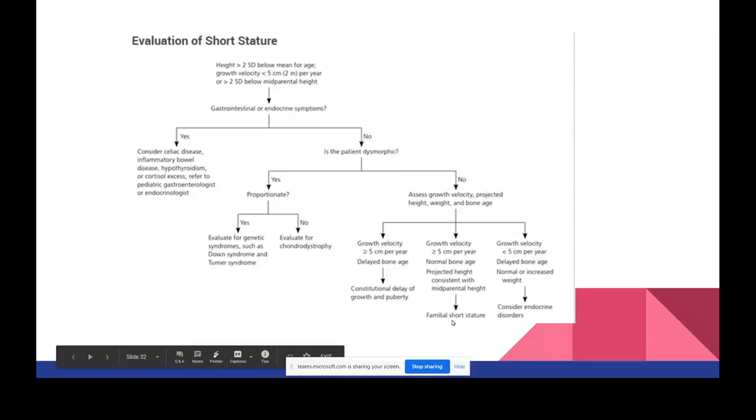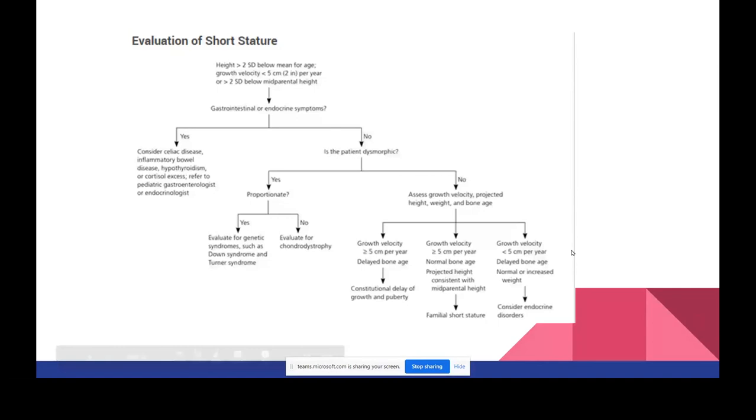If growth velocity is less than 5 centimeters per year with delayed bone age, normal or increased weight, and projected height is high or excessive, consider endocrine disorder. Anyway, I will add another line for this.